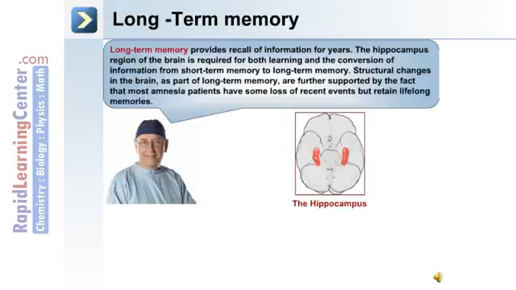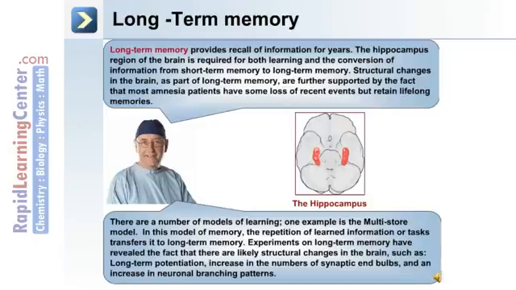Long-term memory. Long-term memory provides recall of information for years. The hippocampus region of the brain is required for both learning and the conversion of information from short-term memory to long-term memory. Structural changes in the brain as part of long-term memory are further supported by the fact that most amnesia patients have some loss of recent events, but they can retain lifelong memories.